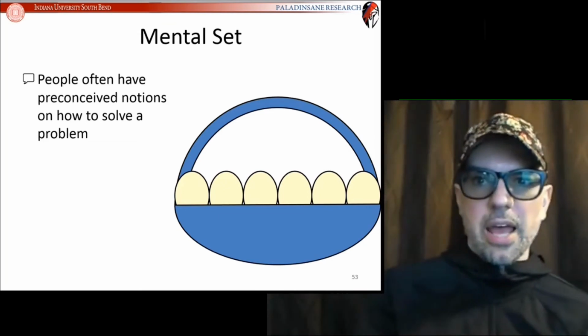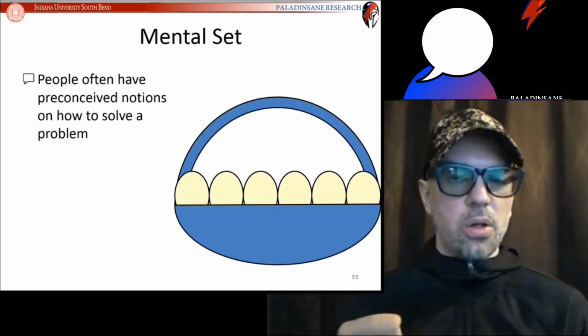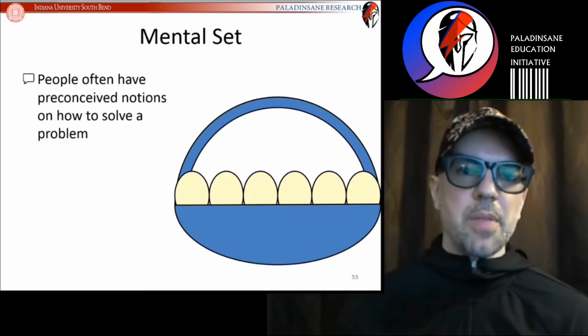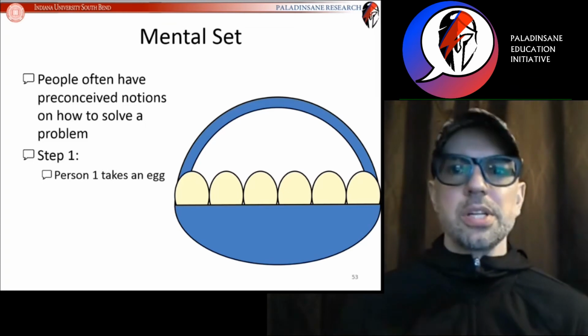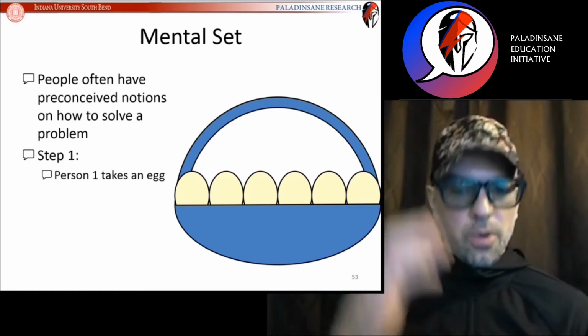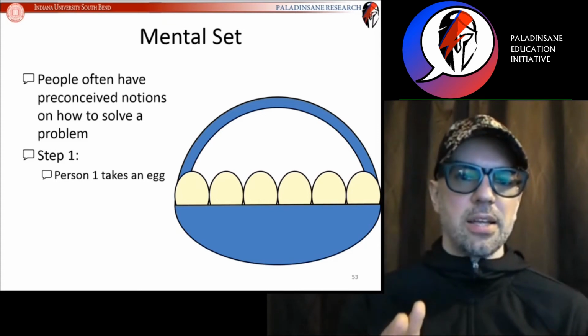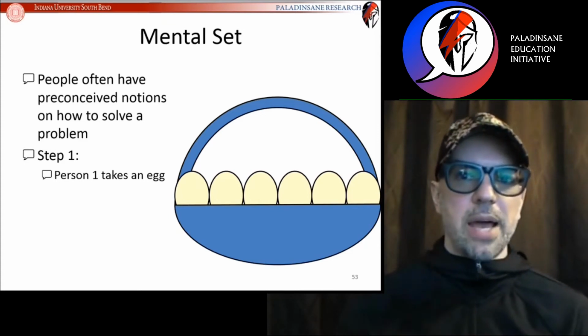6 people take an egg, 1 egg left in the basket. That's our goal. So we're going to start solving this problem step by step. And step number 1 is that person number 1 takes an egg. So we're mentally thinking about this and we say, all right, we got 6 eggs in a basket. We want to get it down to only 1 egg in a basket.